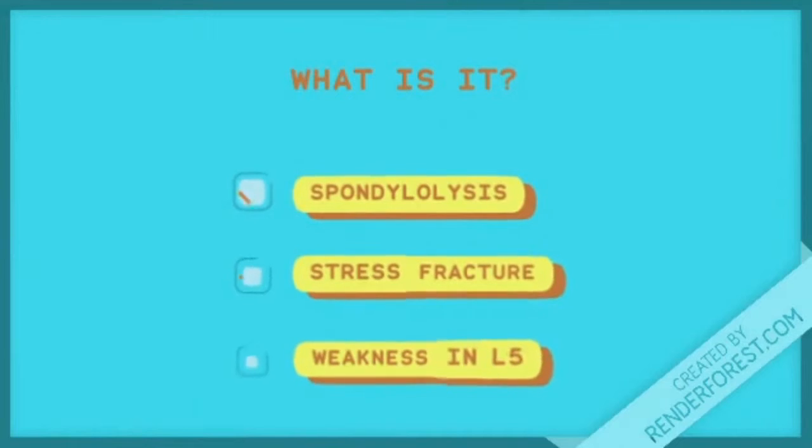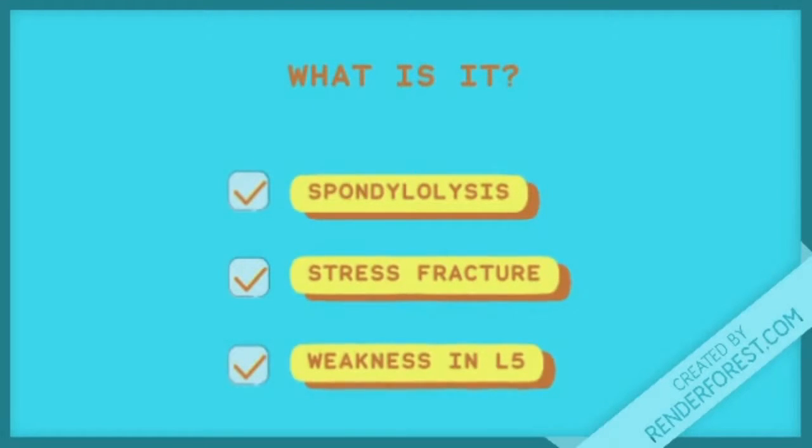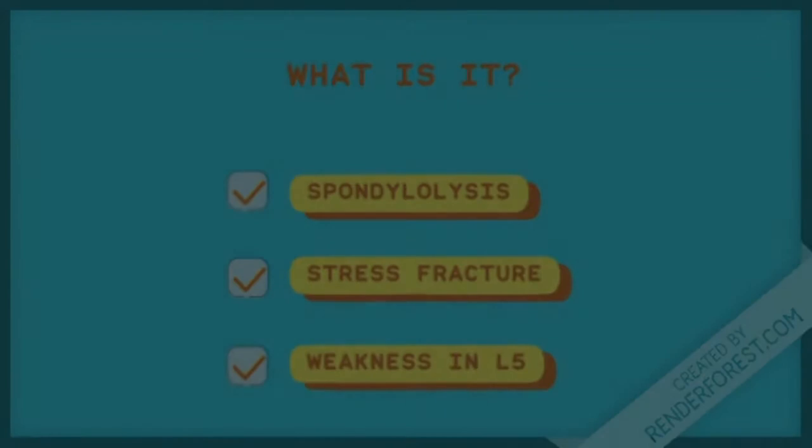Now, what exactly is Parr's defect? Parr's defect is also known as spondylolysis. It is a stress fracture, or a weakness typically found in the pars interarticularis, and it is typically found in the L5.